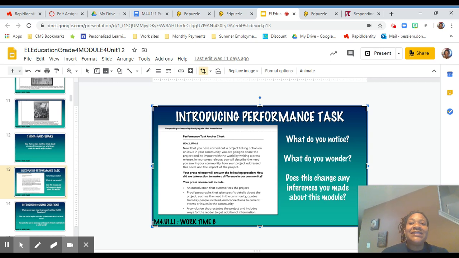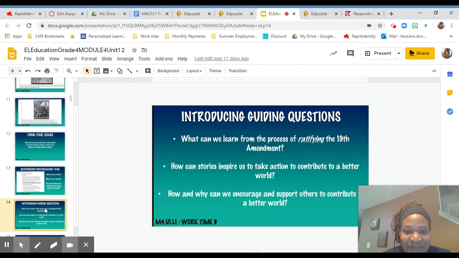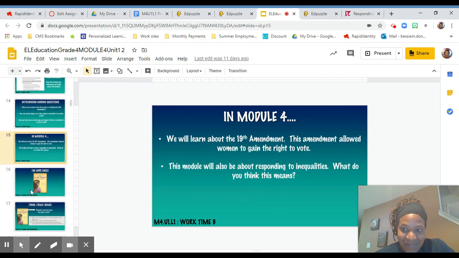So now let's talk about whether your inference of this topic was correct or not. Are we ready? All right, so looking here, in Module 4, we will learn about the 19th Amendment. What is the 19th Amendment? This is the amendment that allowed women to gain the right to vote. So even in our novel, we are going to be reading about the 19th Amendment. That is our topic here.